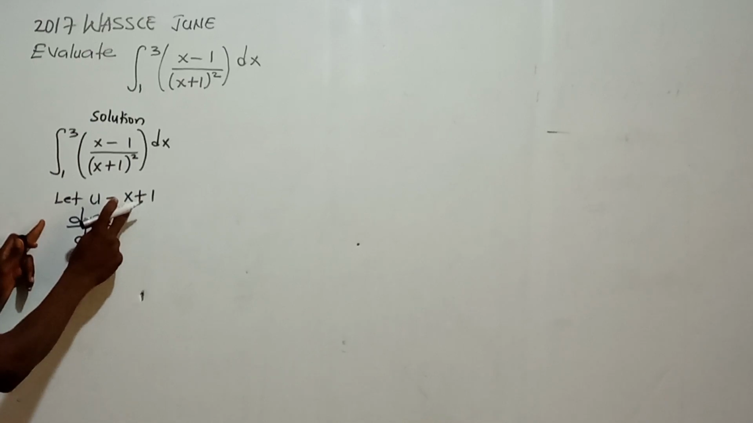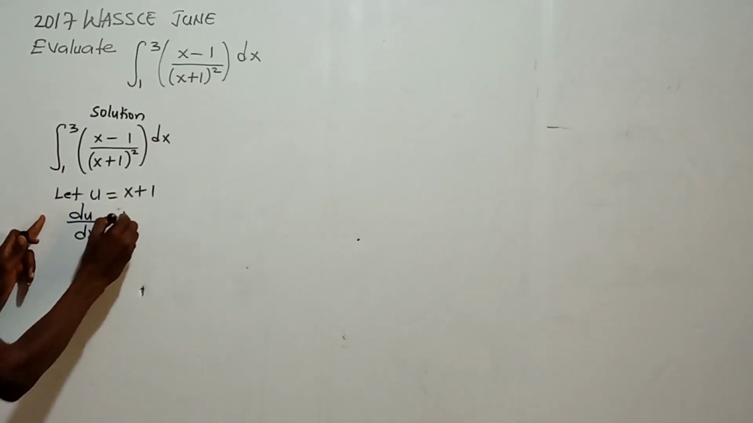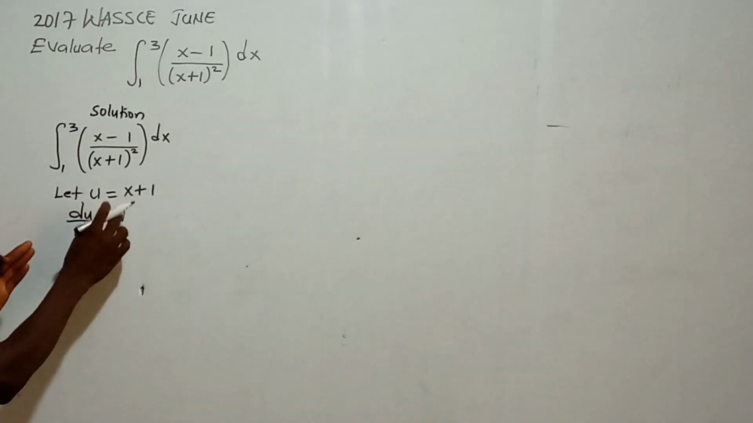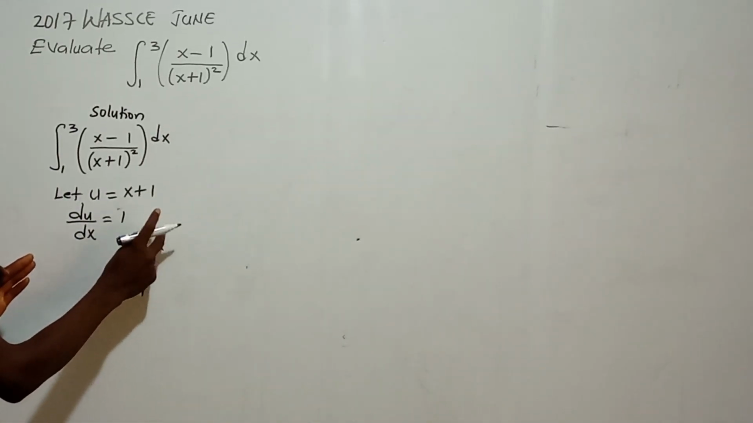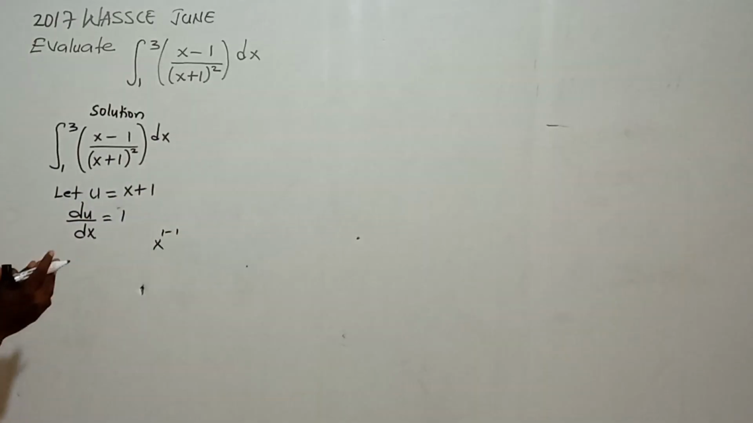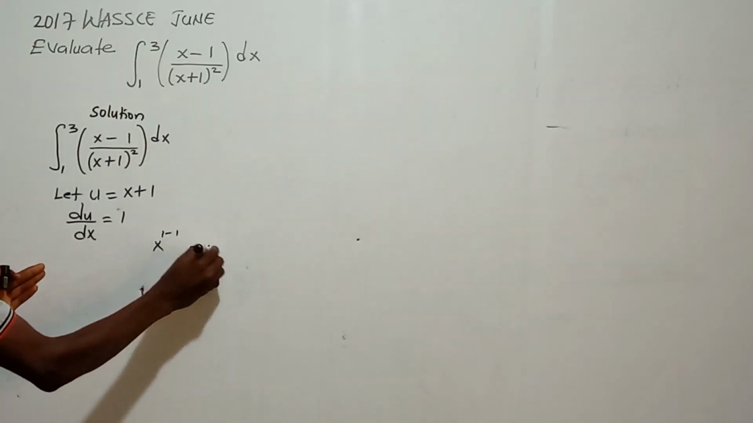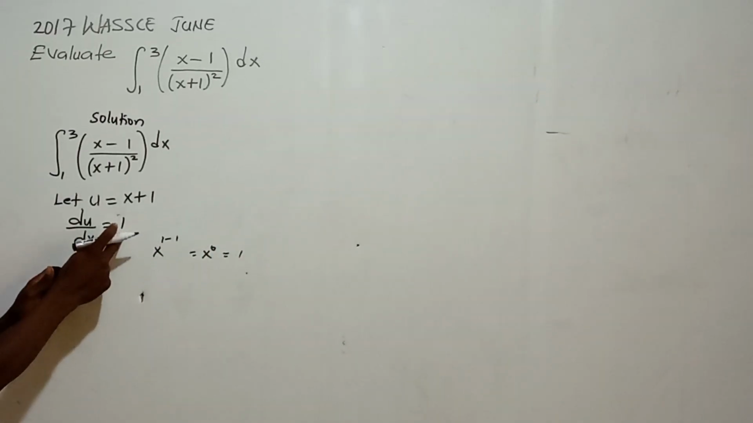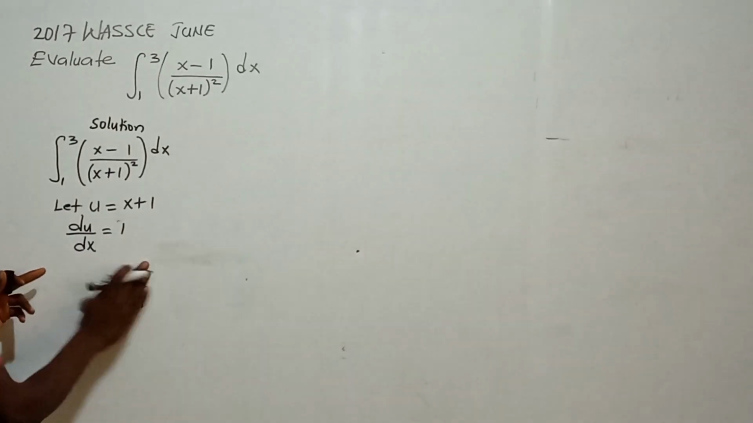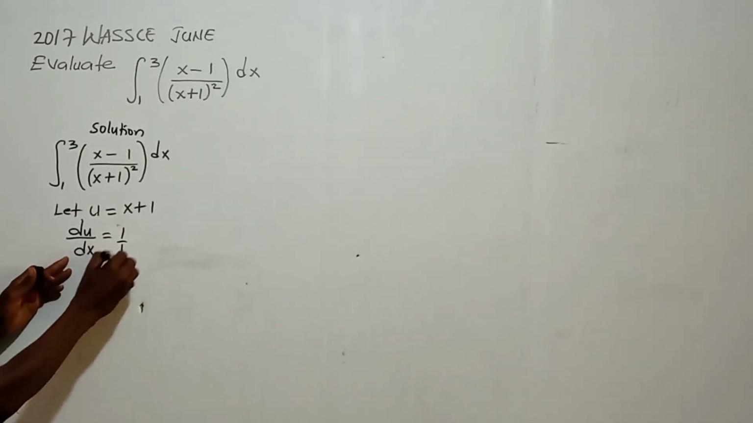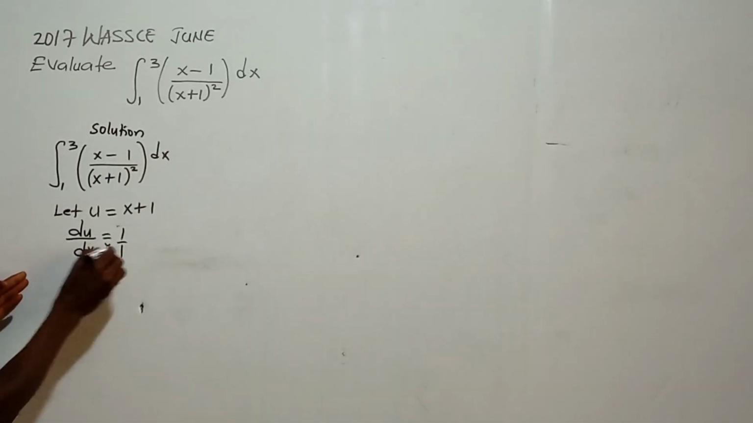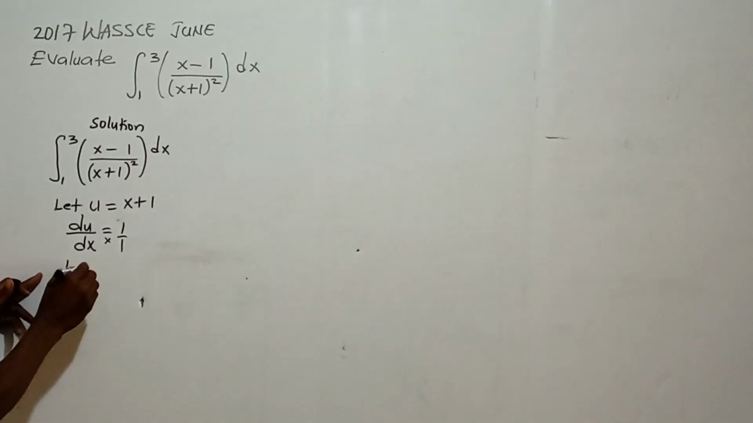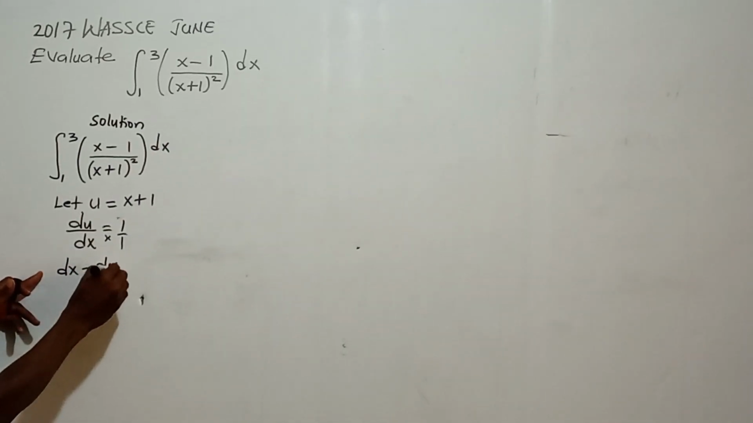Now the differential of x is 1. The differential of 1 is 0. How do we get this 1? This x has a power of 1, so 1 minus 1 when you are differentiating, so x raised to the power 0. And x raised to the power 0 is what? 1. So this is how we get 1. So you cross multiply, the denominator for this is 1. When you cross multiply, we have dx times 1 is just dx equals du.